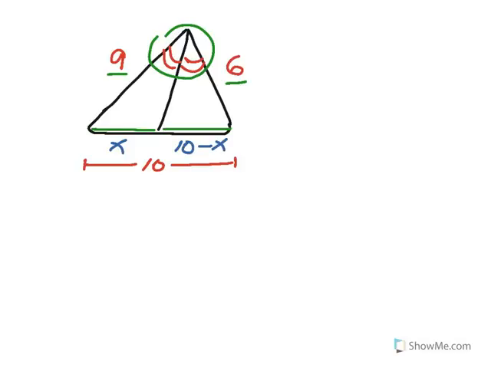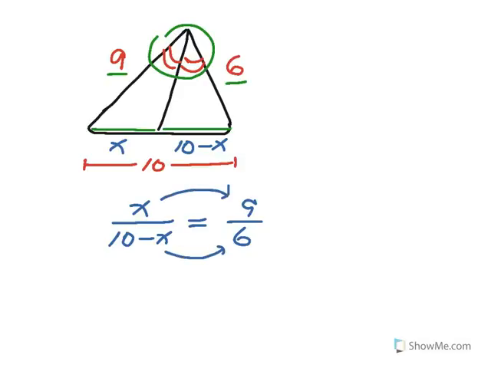So I can say that the ratio of X to 10 minus X will be the same as the ratio of 9 to 6. Or you could say the ratio of X to 9 will be the same as the ratio of 10 minus X to 6. Either way.